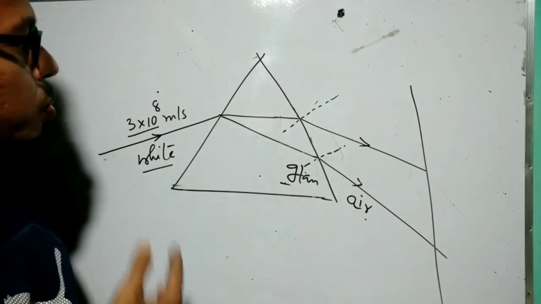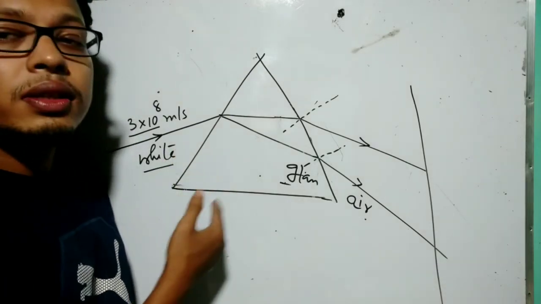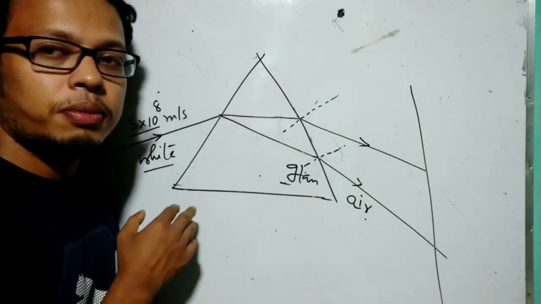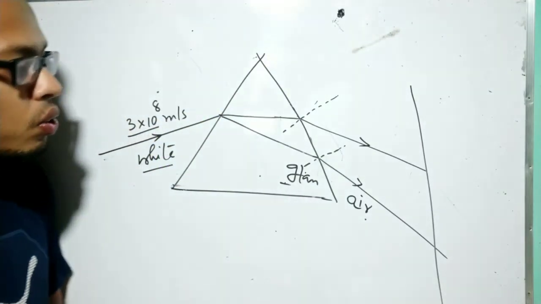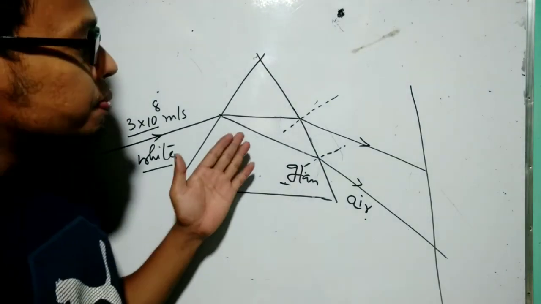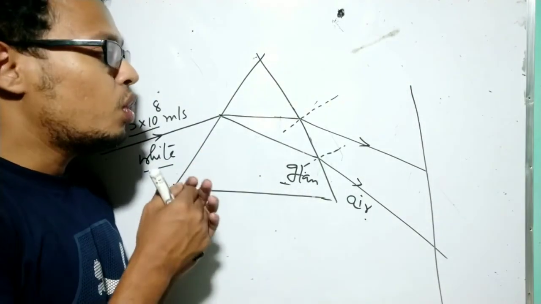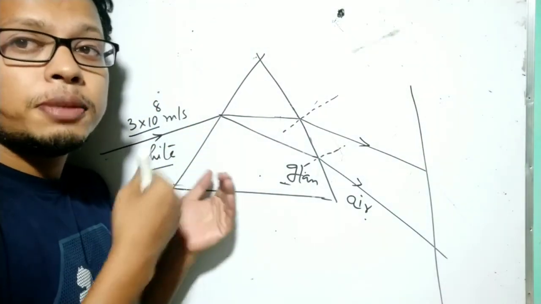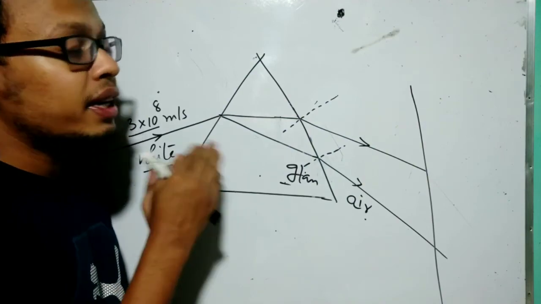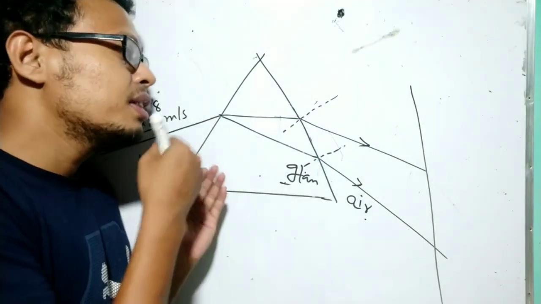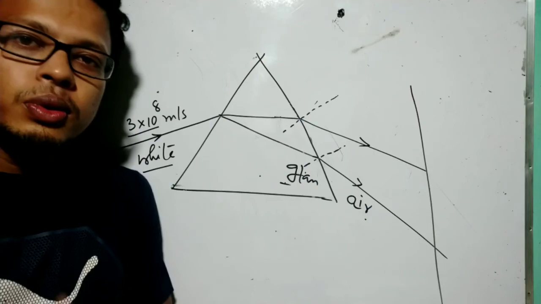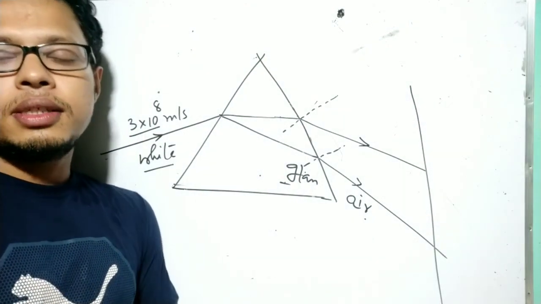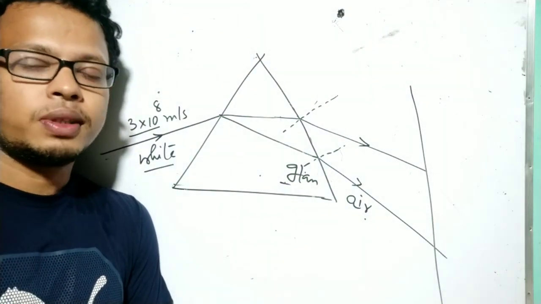One more question: does the deviation occur at one surface or two surfaces? The deviation occurs at both surfaces. Another conclusion we can draw is that the prism does not produce light, it only separates the light, it splits the light. So this is all about dispersion and deviation. In the next class I will start the electromagnetic spectrum. Okay, thank you.